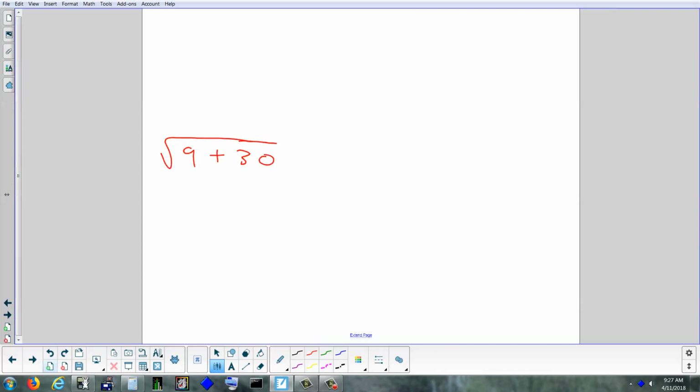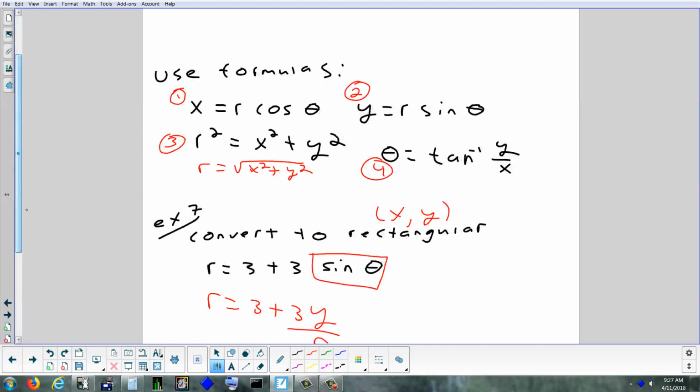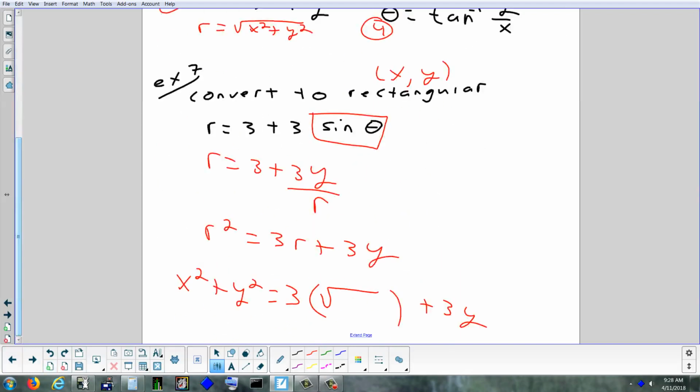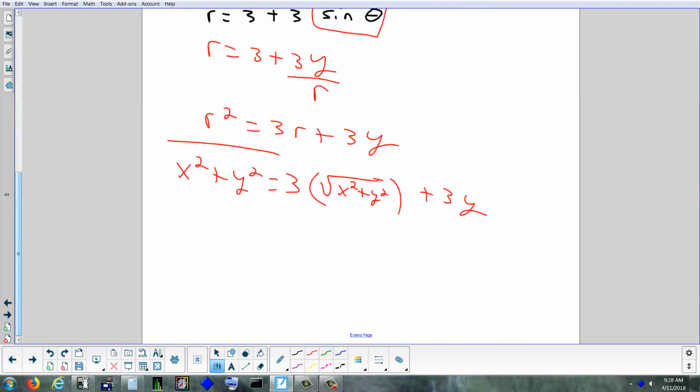If you have a product, absolutely. If that was 9 times 30, you can definitely take the square root of 9 and get 3, take the square root of 30 separately, and then multiply. So it works fine with a product, doesn't work with addition. So we just leave it. So r is the square root of x squared plus y squared. That's pretty much all we can do. That's the equation of a cardioid in rectangular.